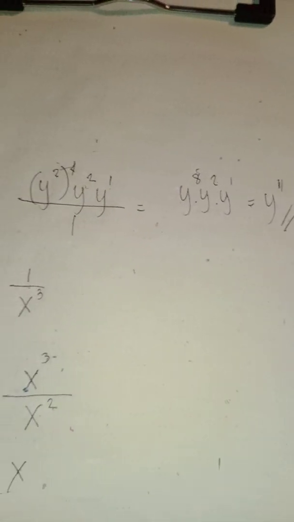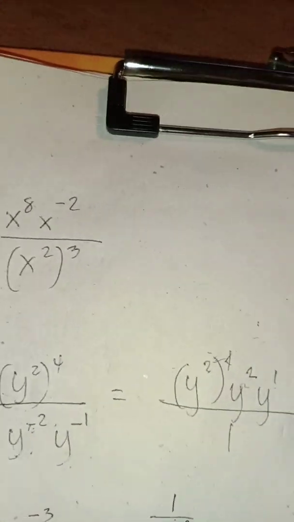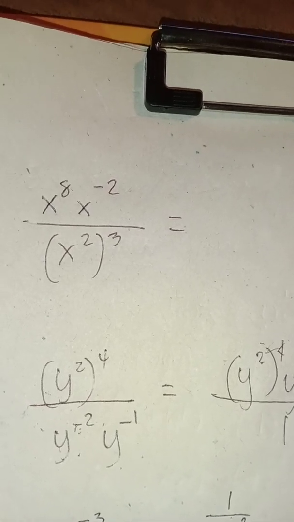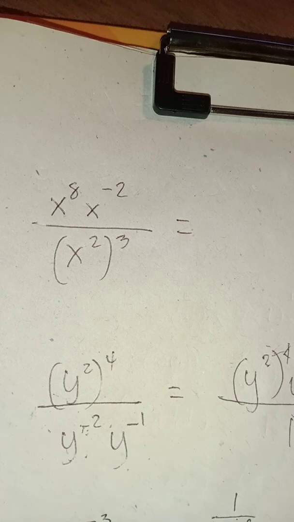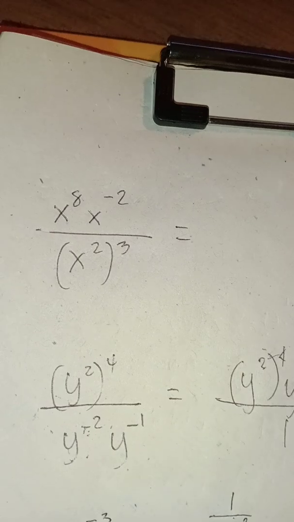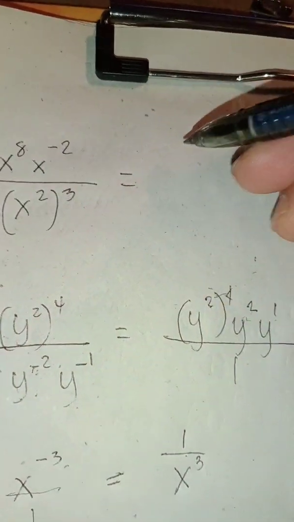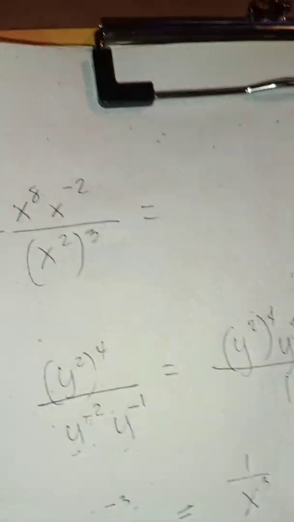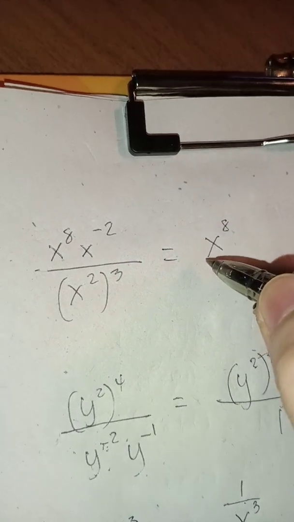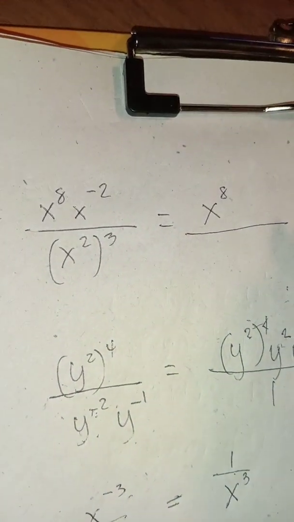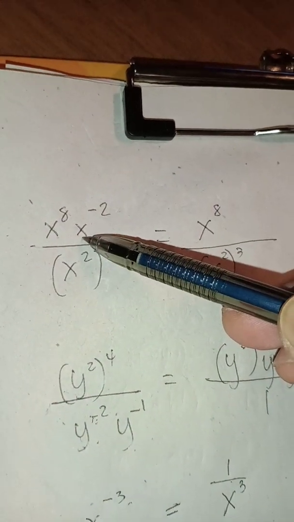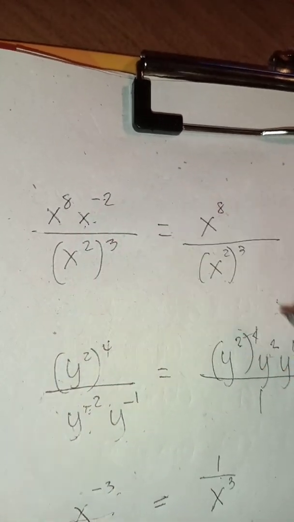Naintindihan po ba? Yan. Next example. Ito pa. So, dito, x raised to the power of 8, multiply by x raised to the power of negative 2, divided by x raised to the power of 2, raised to the power of 3. Ganyan siya. No? So, ibig sabihin, pwede mo namang diretso na yun, pero ito yung method niya. Kopyahin lang yung mga hindi natin gagalawin, yung positive number. So, yung negative, nasa numerator.